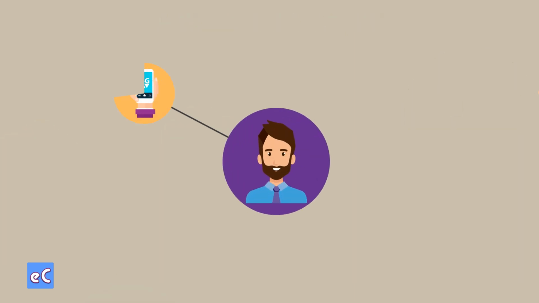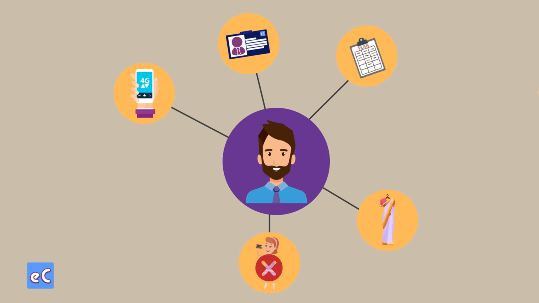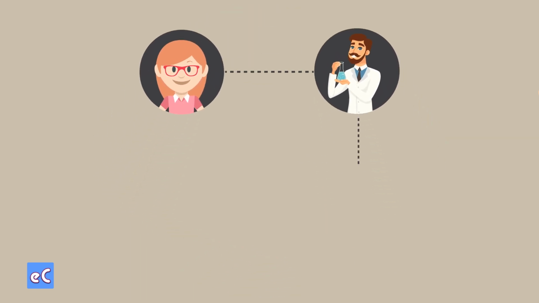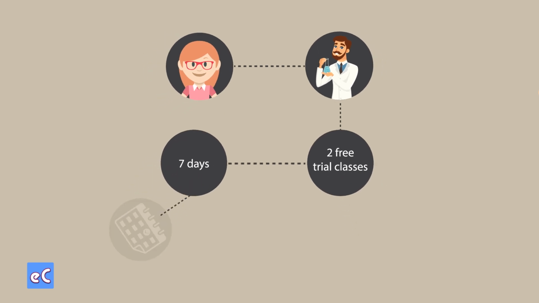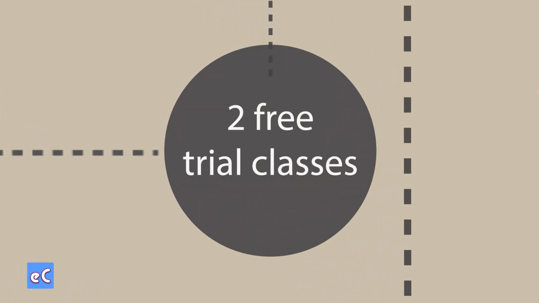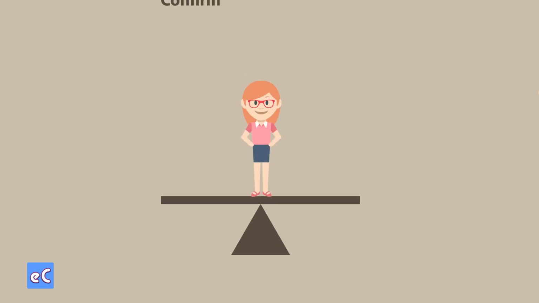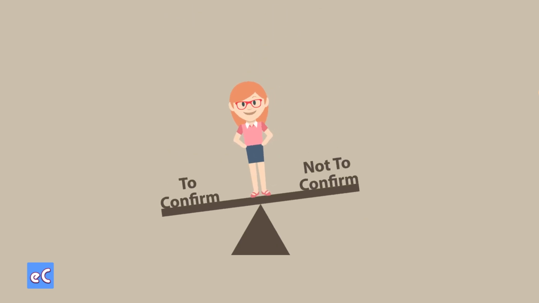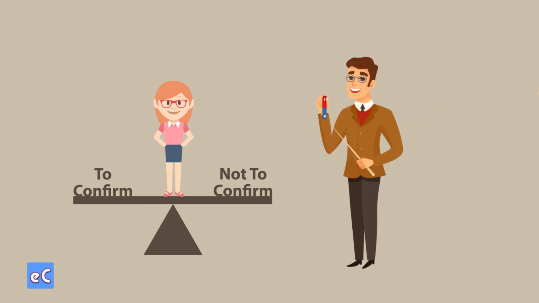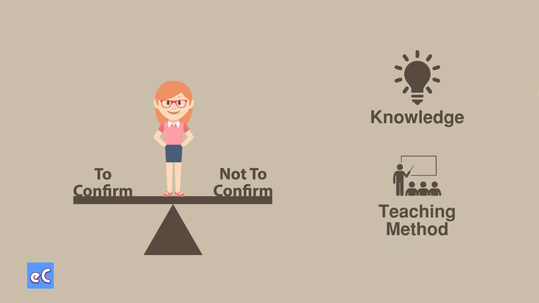Now that you have the basic knowledge of EducationChamp guidelines, let's go through the procedures to conduct impressive and effective tuition classes. Every student who books a tutor is entitled to 2 free trial classes within 7 days from the date of booking before they confirm the tutor. These 2 free trial classes are your Teach to Impress sessions, which will decide whether the student will confirm you for regular tuitions or not. Hence, you have to conduct these trial sessions with utmost professionalism to reflect your knowledge and teaching method.